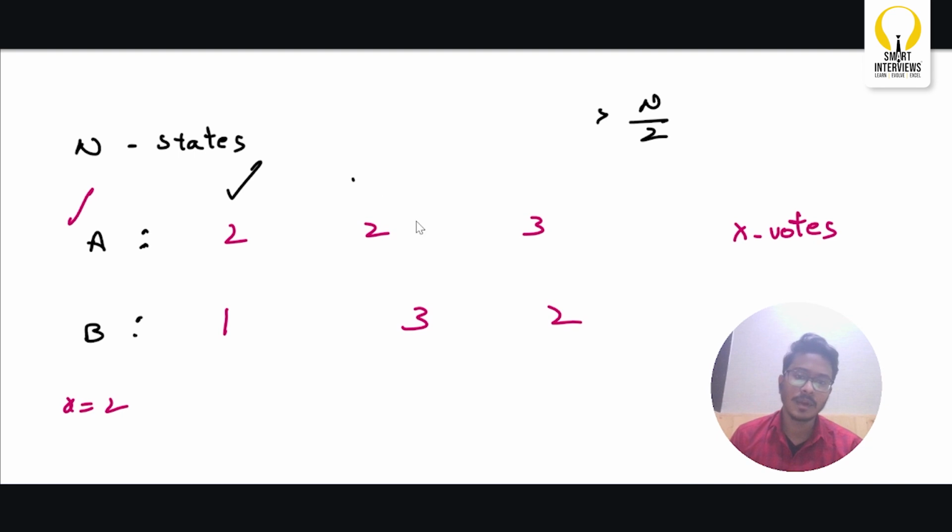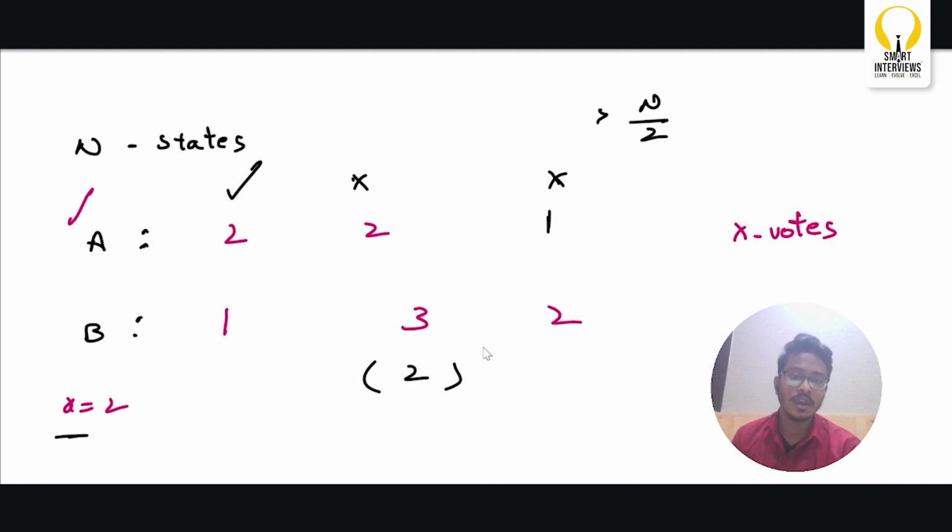Okay. Let's take some other example. Let's say this was 2, right? And let's say this was 1. So here A is not winning and here A is not winning. So with the help of this X votes, can we make A win? So how many additional votes are required here such that A can win? He needs two more votes.